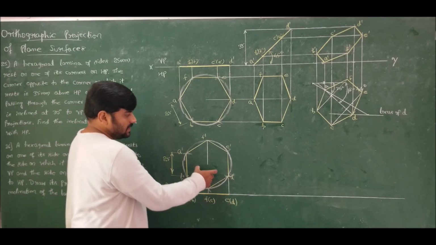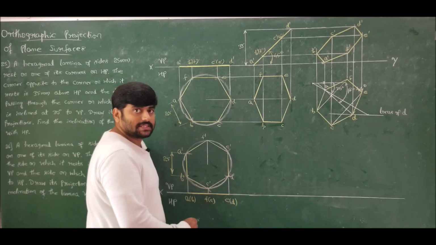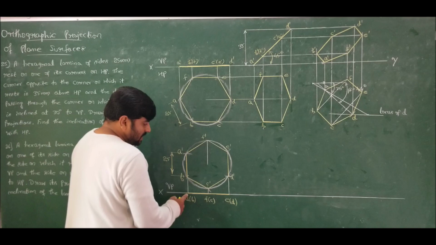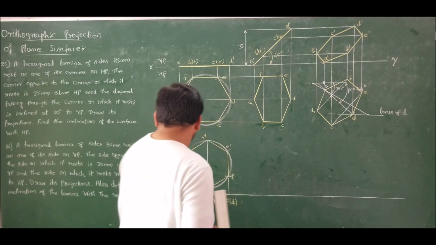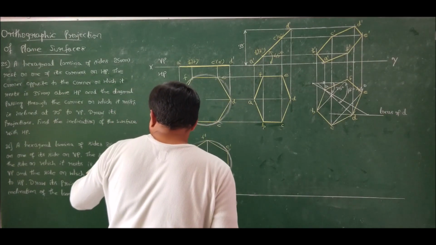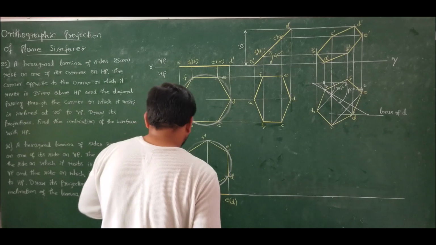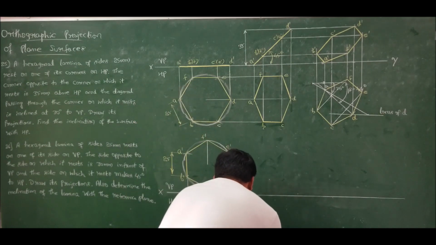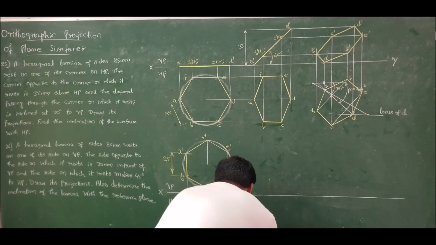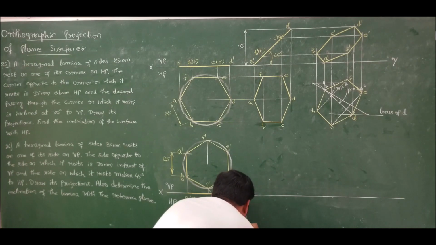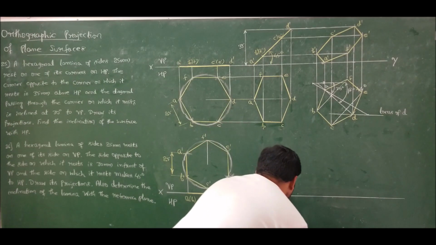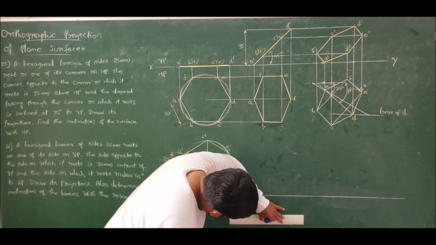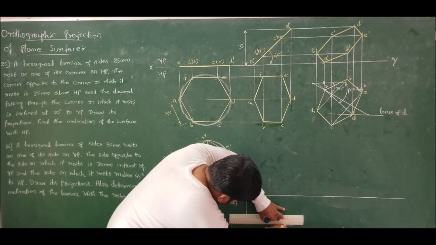Since it is resting on VP, the second position should show inclination with respect to VP itself. He says that the edge opposite to the resting edge is at a distance of 30 mm in front of VP. Correct? So measure 30 mm in front of VP. Measured. So draw a reference line 30 mm in front of VP. Drawn.